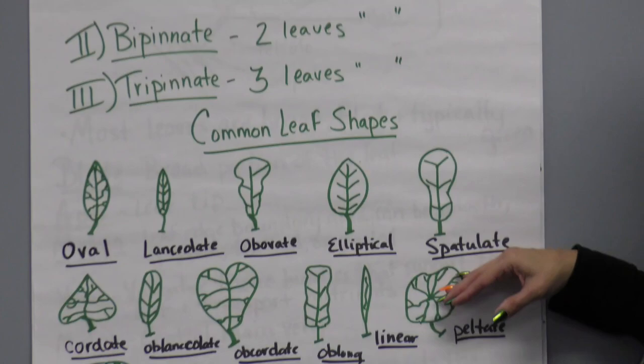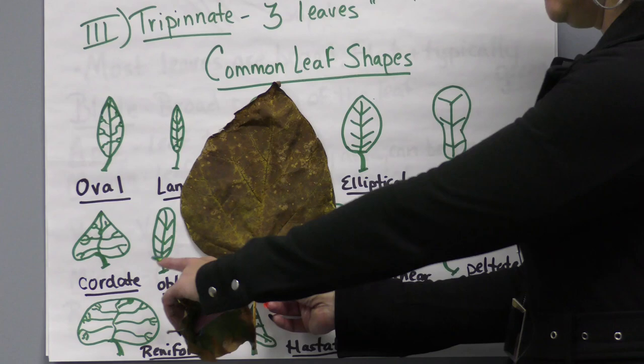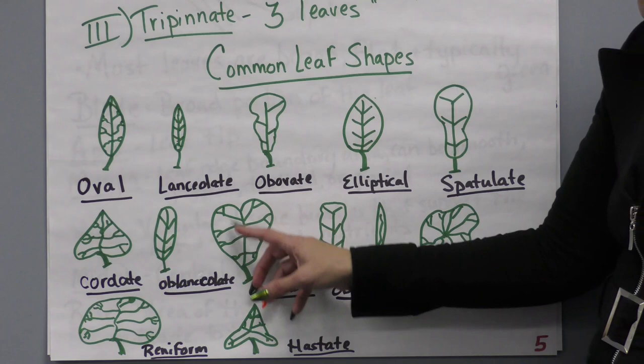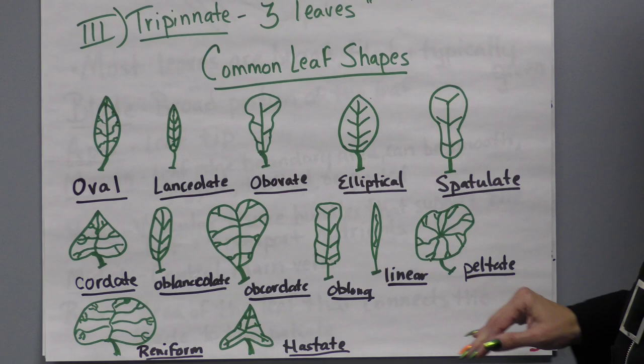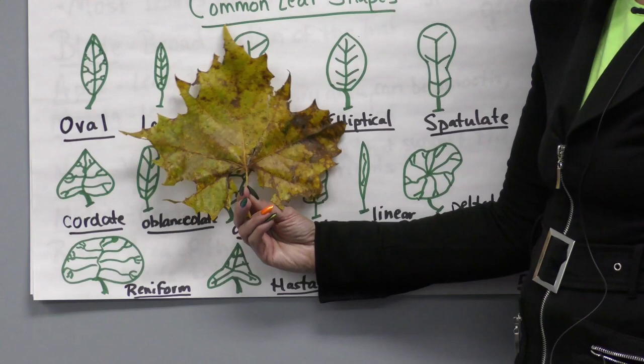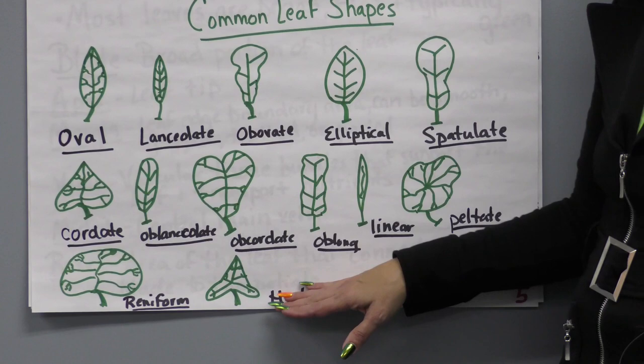Then we have one like this that's called cordate. We have obcordate, and then we have oblong. This one together is oblong, and this one looks sort of heart shaped. We have one that's just plain linear, which is just a straight line. Then we have peltate, and ones that are called reniform that sort of all radiate out. And then we have one that's called hastate. So they're just different shapes of leaves that have different names.